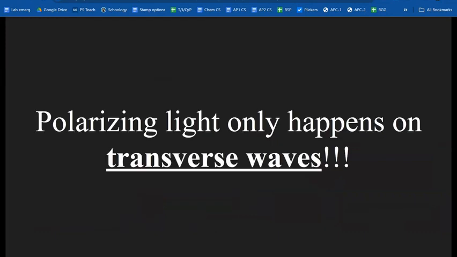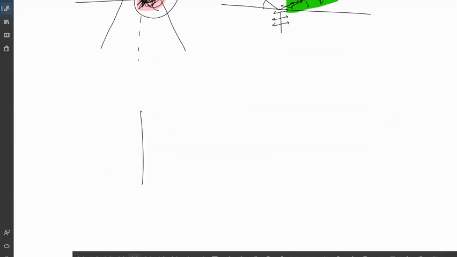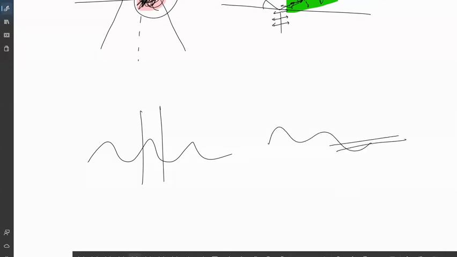Polarizing only happens with transverse waves. You have to remember that. Longitudinal waves, all right, there's a common fence post analogy. Essentially, you have a rope that goes through the fence posts. But if I have a rope that tries to go through horizontal fence posts, it can't go up and down anymore, so it'll just go sideways.